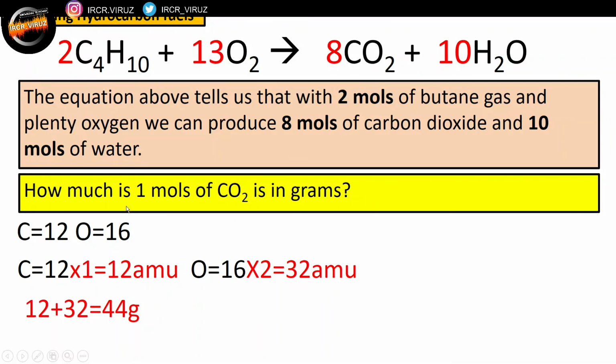Now, how much is 1 mole of carbon dioxide in grams? So you do the same thing. Carbon dioxide has got 1 carbon and 2 oxygen, so 1 carbon is 12, oxygen is 16, so you go 12 times 1 equals 12 atomic mass units. Then you have oxygen, 16 times 2, because you got 2 oxygens over here in carbon dioxide, so that's going to be 32 atomic mass units. You add those two together and you get 44 grams.